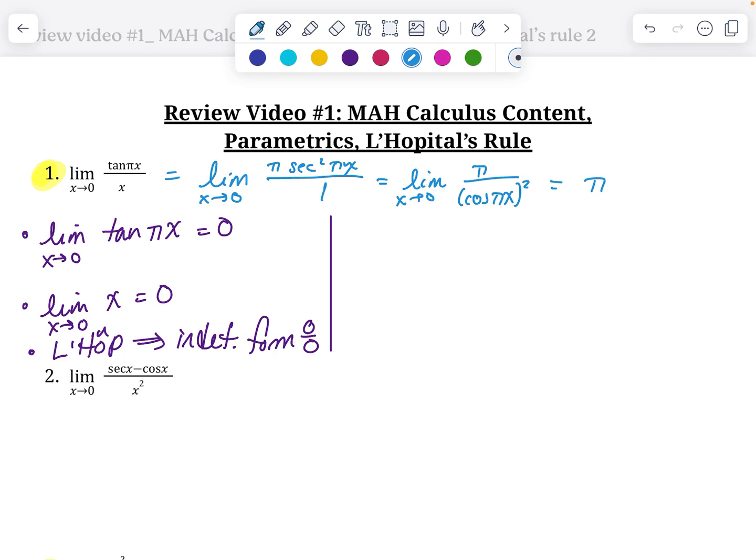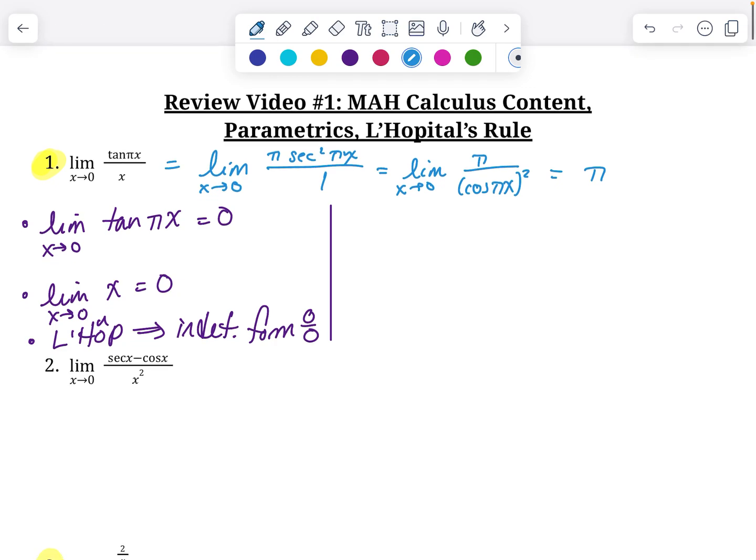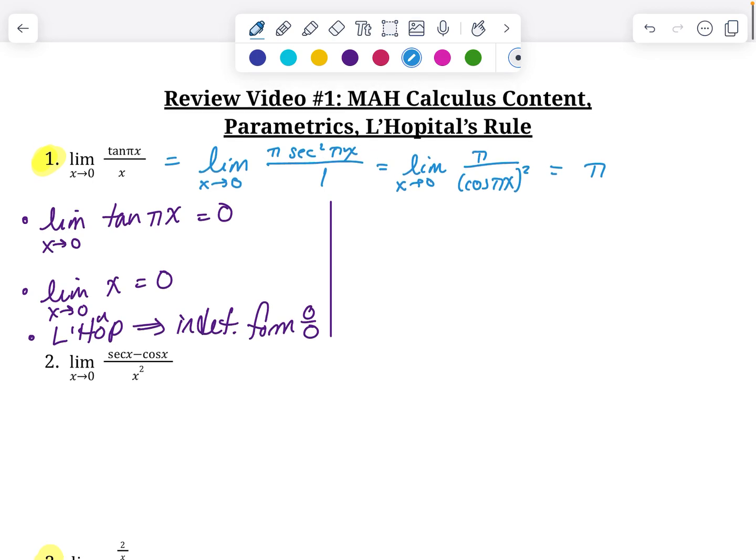Okay. Now I do have number 2 worked out. Number 2 is also a L'Hopital's rule. If you would like to pause the video and work that question yourself, I would recommend it. And I will just show the answer for this in a second.